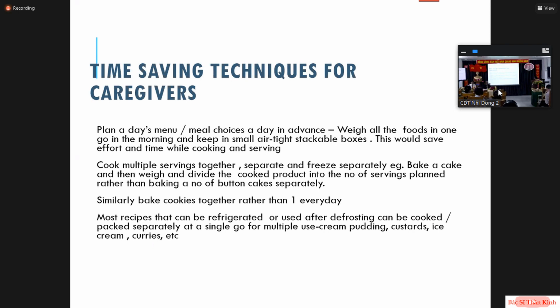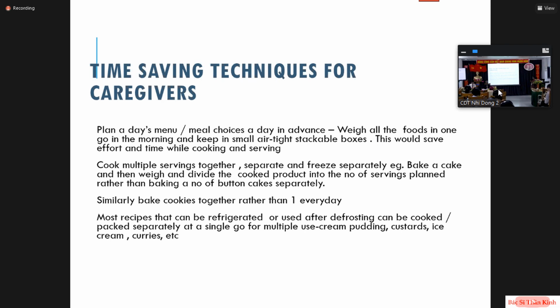So this is again adding to what I already said, that planning a day's menu also helps, rather than thinking of just an hour before every meal, what do I give now. So if it's planned beforehand, the mother or the caregiver can weigh all the foods for at least one day in a single go, or she can even prepare multiple servings of the same recipe together and separate them and keep in the refrigerator. So maybe she can give them over a week or as and when desired.